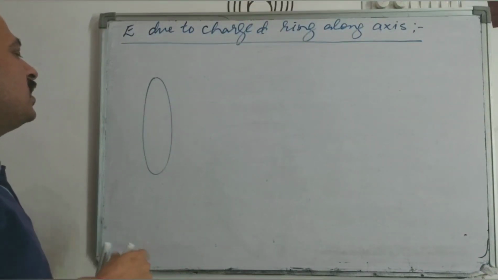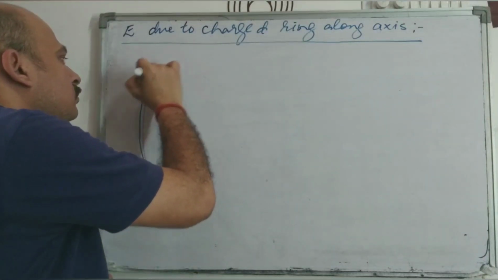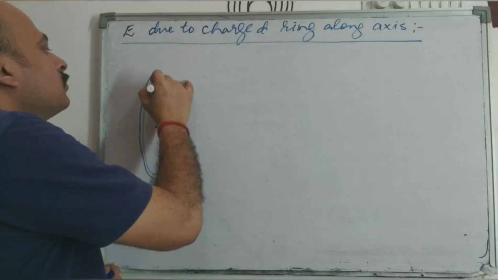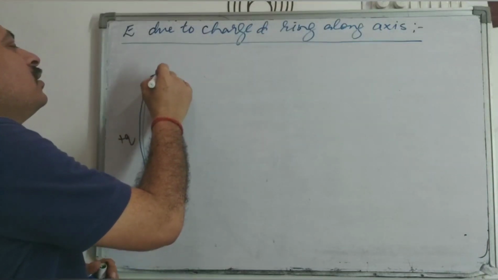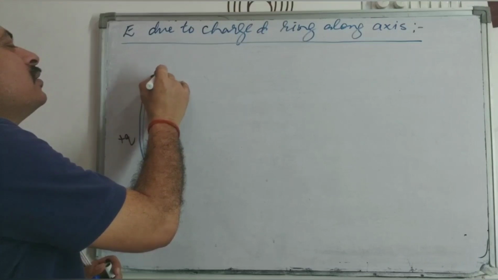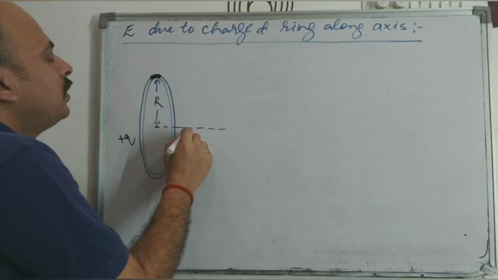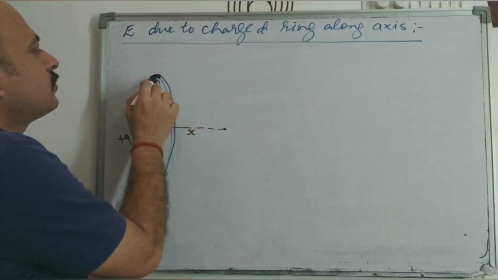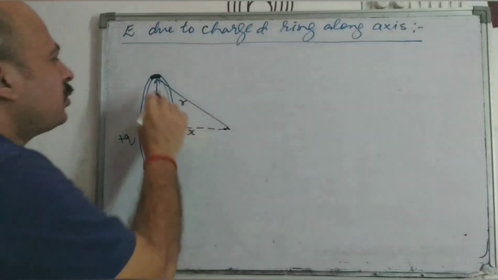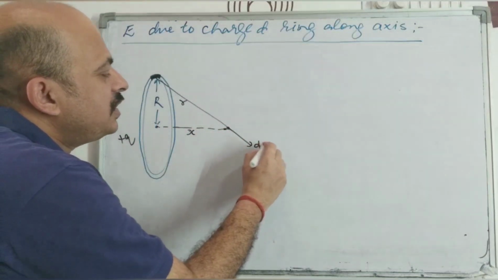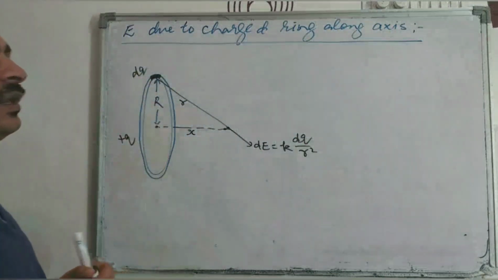Suppose radius R, and suppose Q charge is given to that. Take a small element in the ring at a distance x from the center, and let that distance be small r from the small element. Suppose the electric field due to the small element dE is equal to k dq upon r square, where dq is a small charge on that element.